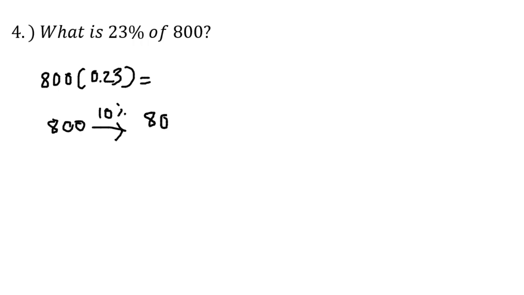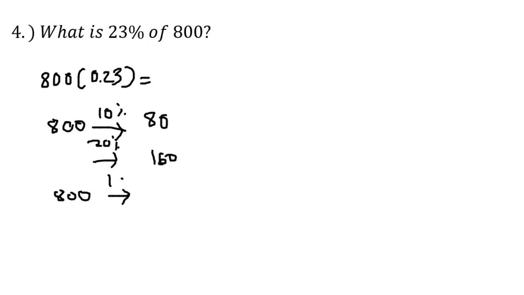Now let's move on to this. What is 23% of 800? So this is just the same as this thing. So first step, we're going to find the 10% first, right? So 10% first. So move one, so we get 80. And then we times it by 2, the 20 percent. So we will get 160.